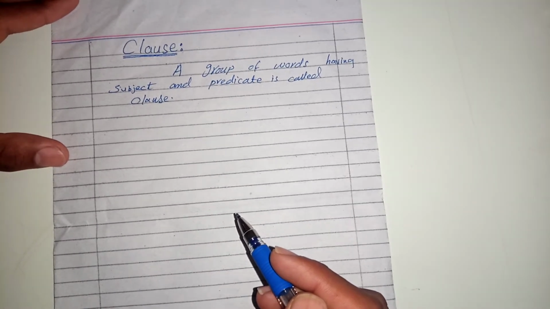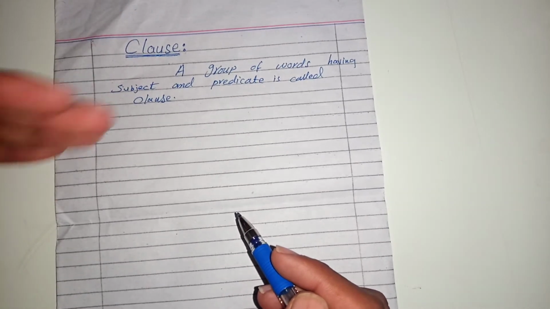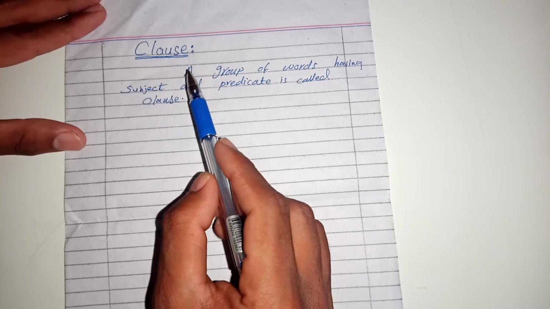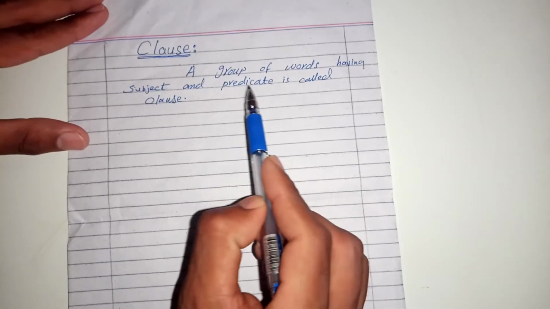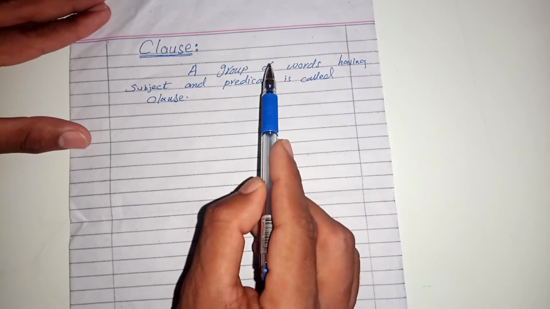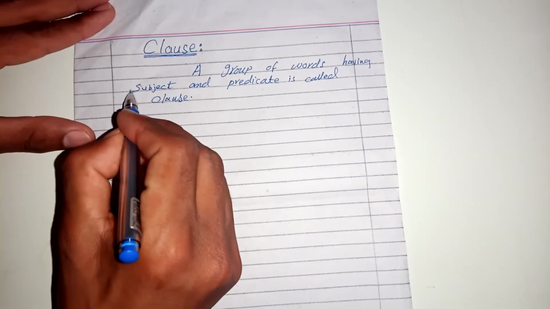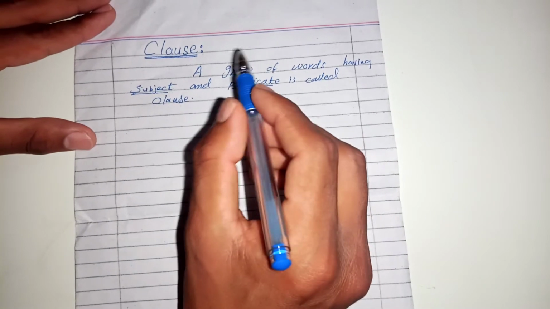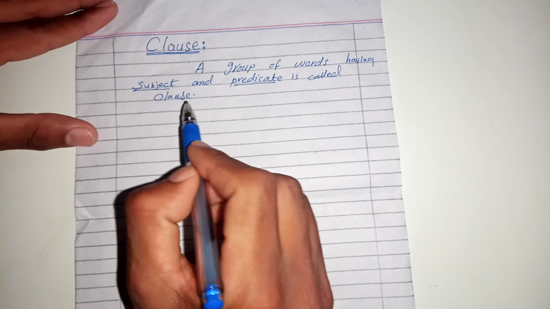Today I am going to describe a very important term, that is clause. So first of all I will define and then I will describe this term. Let me define: a group of words having subject and predicate is called clause. Subject and predicate are the two main terms which exist within the clause.